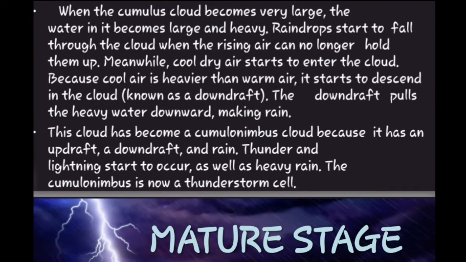Next is the mature stage. When a cumulus cloud becomes very large, the water in it becomes large and heavy. Raindrops start to fall through the cloud when the rising air can no longer hold them up. Meanwhile, cool dry air starts to enter the cloud. Because cool air is heavier than warm air, it starts to descend through the cloud, known as a downdraft. The downdraft pulls the heavy water downward, making rain. This cloud has become a cumulonimbus cloud because it has an updraft, a downdraft, and rain. Thunder and lightning start to occur as well as heavy rain. The cumulonimbus is now a thunderstorm cell.